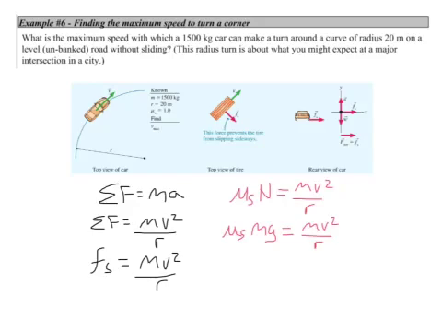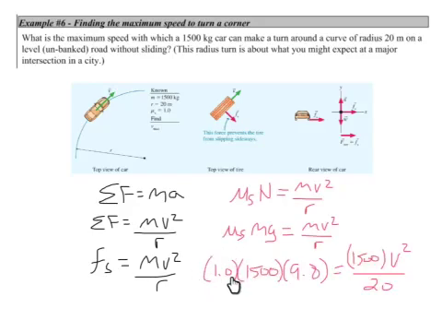If the car enters the curve at a speed higher than the maximum, the static friction will not be large enough to provide the necessary centripetal acceleration. The car will slide, which is what those guys do that try to drift around corners all the time.